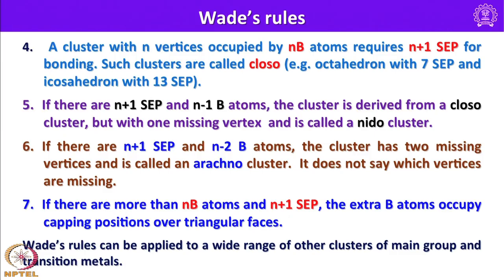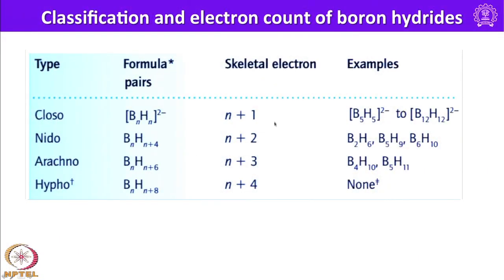Wade's rules can also be applied to a wide range of other clusters of main group elements as well as transition metals, which I will discuss later. Now let us look into the types of clusters I showed here. For closo, n+1 skeletal electron pairs will be there and n vertices, or n boron atoms. When we have n+2 skeletal electron pairs and n-1 boron atoms, that is nido.